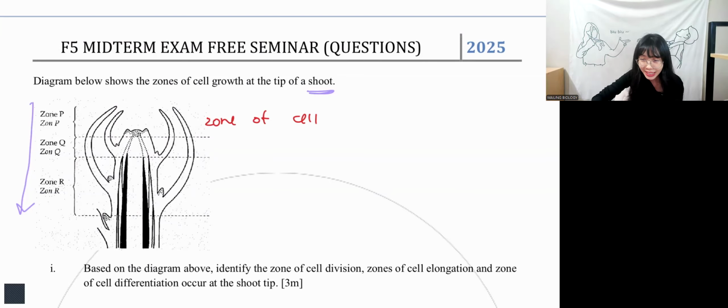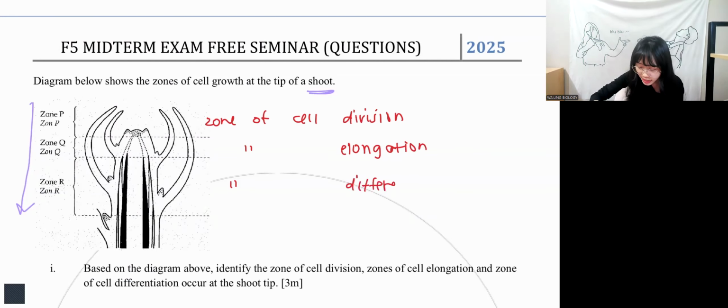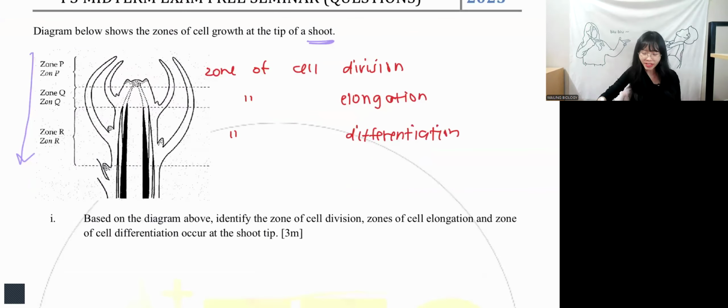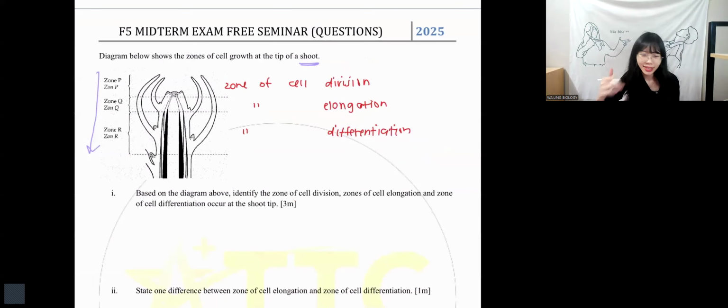Cell what? Division, correct? Zone of cell division. Second zone is called zone of cell elongation, correct? Third zone is called zone of cell differentiation, correct? Differentiation. So 3 zones. The question is very nice to you because they even give you the name. You only have to fill in the blanks, actually. But yeah, this is the answer.